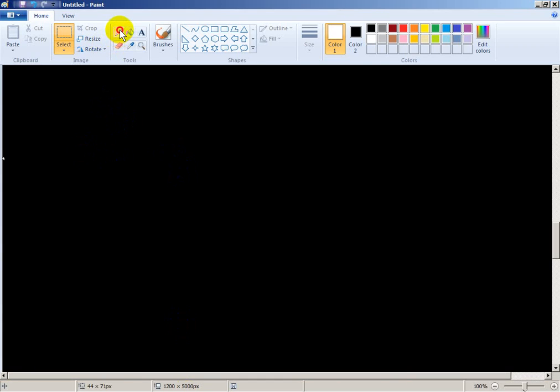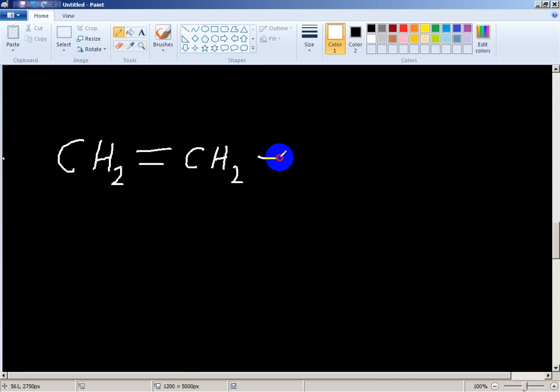Let's see an addition reaction. For example, here there is a double bond. In an addition reaction, two atoms are joined, like this hydrogen. Here hydrogen is added. So two atoms or groups of atoms join to form a molecule. This is the addition reaction.